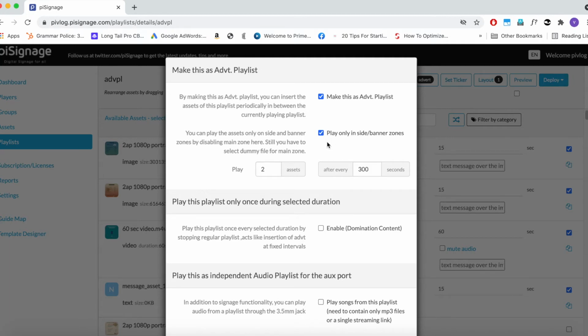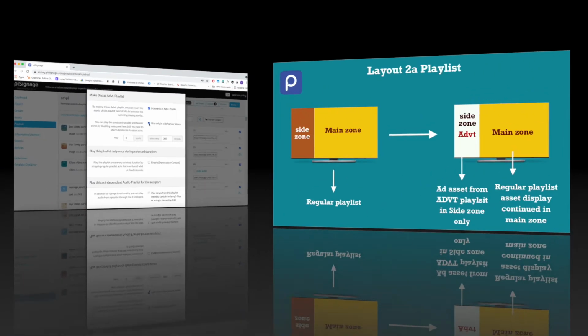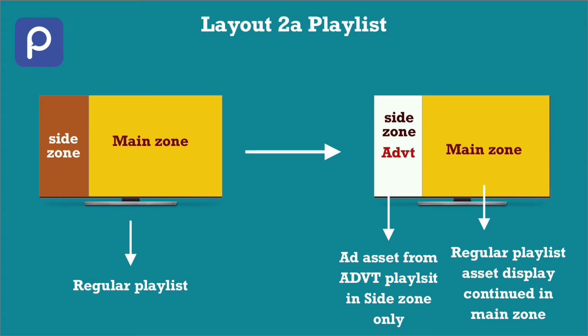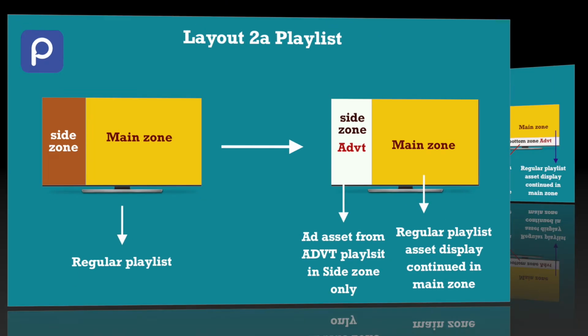You get the most of this option when your display is set in multi-zone layout. Let us say you have layout 2A display as shown on screen. You can keep the main zone of this playlist intact and just display advertising content in the side zone by using the set option. Similar setup can be created for a 3-zone layout as well.